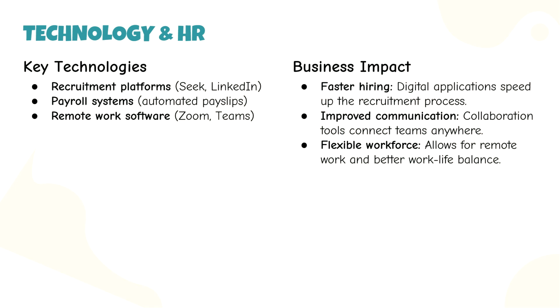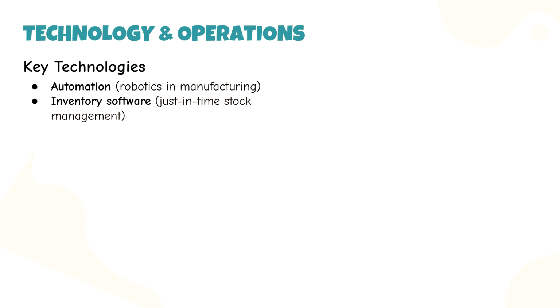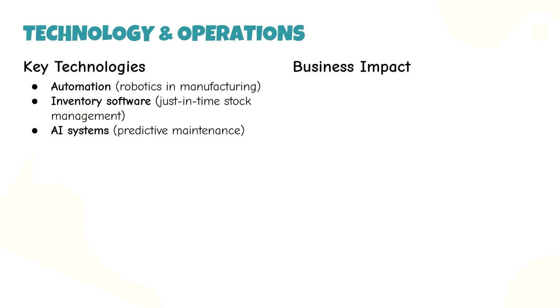Now let's have a look at how technology affects operations in a business. Some of the key technologies that are used is automation, where they use robotics in manufacturing. There's also inventory software that helps to keep track of the stock that the business has, as well as AI systems that help to tell the business which machines need maintenance. How does this impact the business?